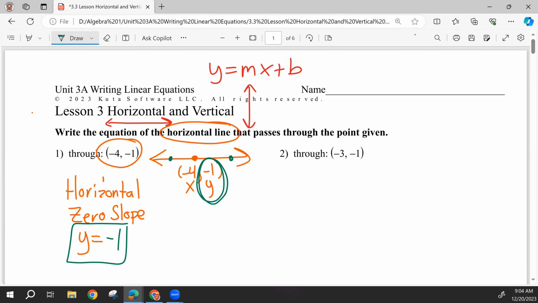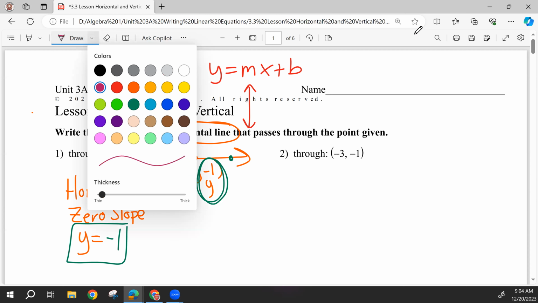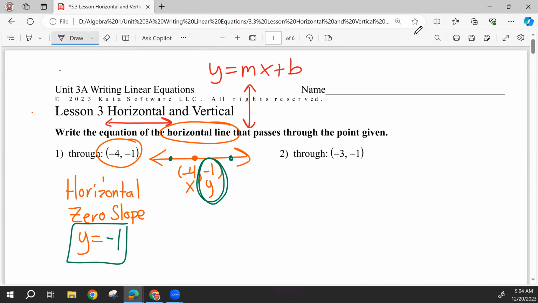And there is a little way to remember it, but of course you have to remember this thing. It's that we have horizontal lines that have zero slope, and their equations are y equals. So sometimes people say HOY, H-O-Y.